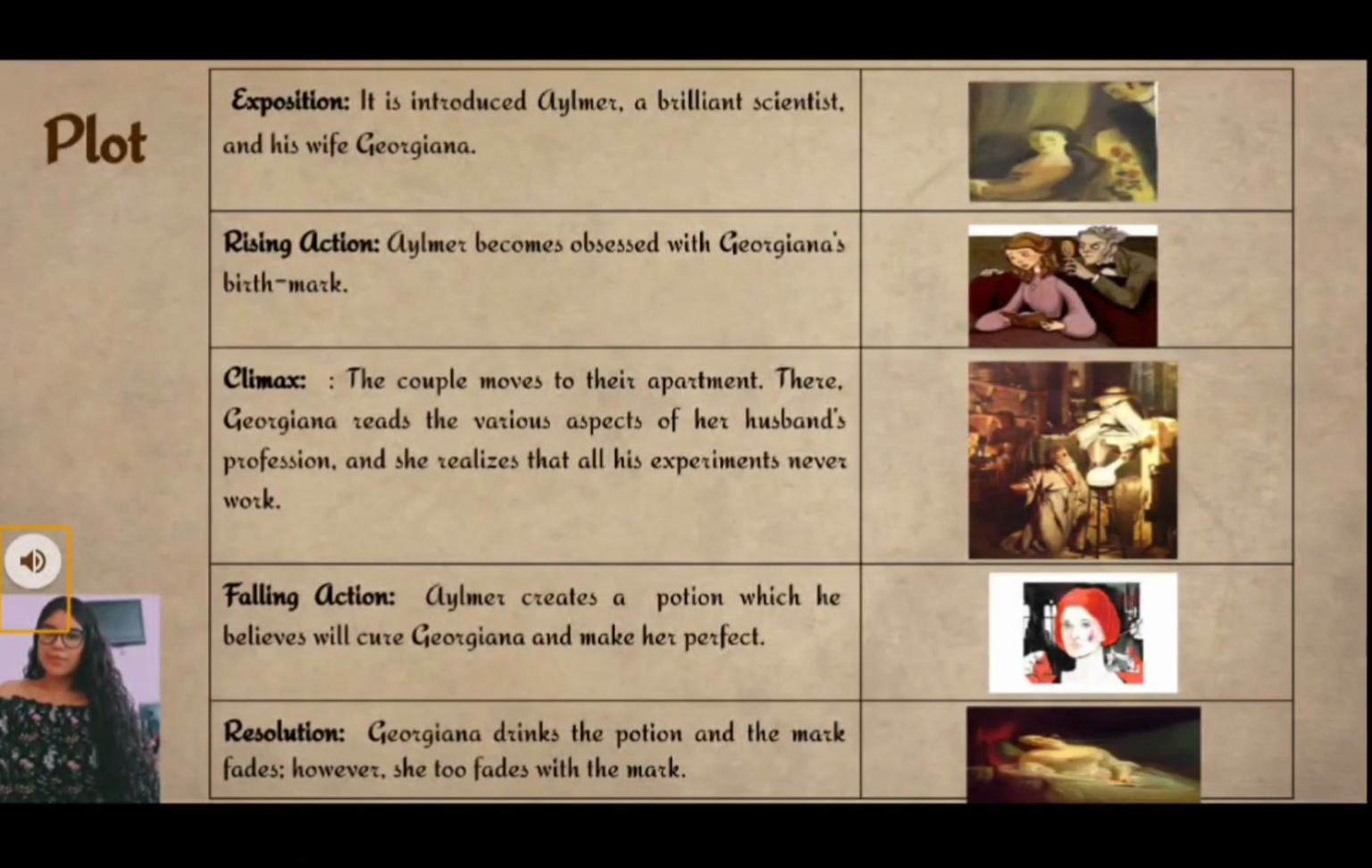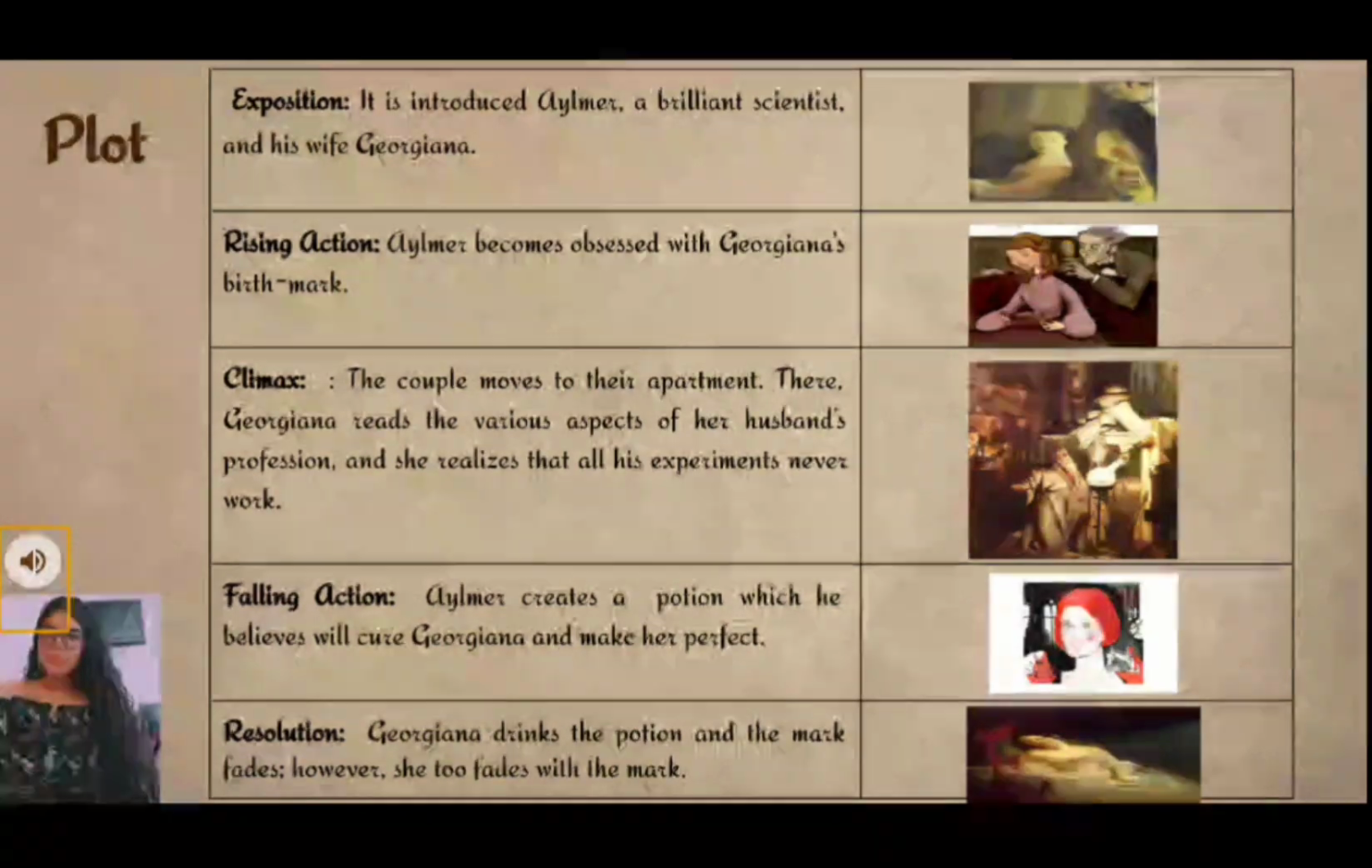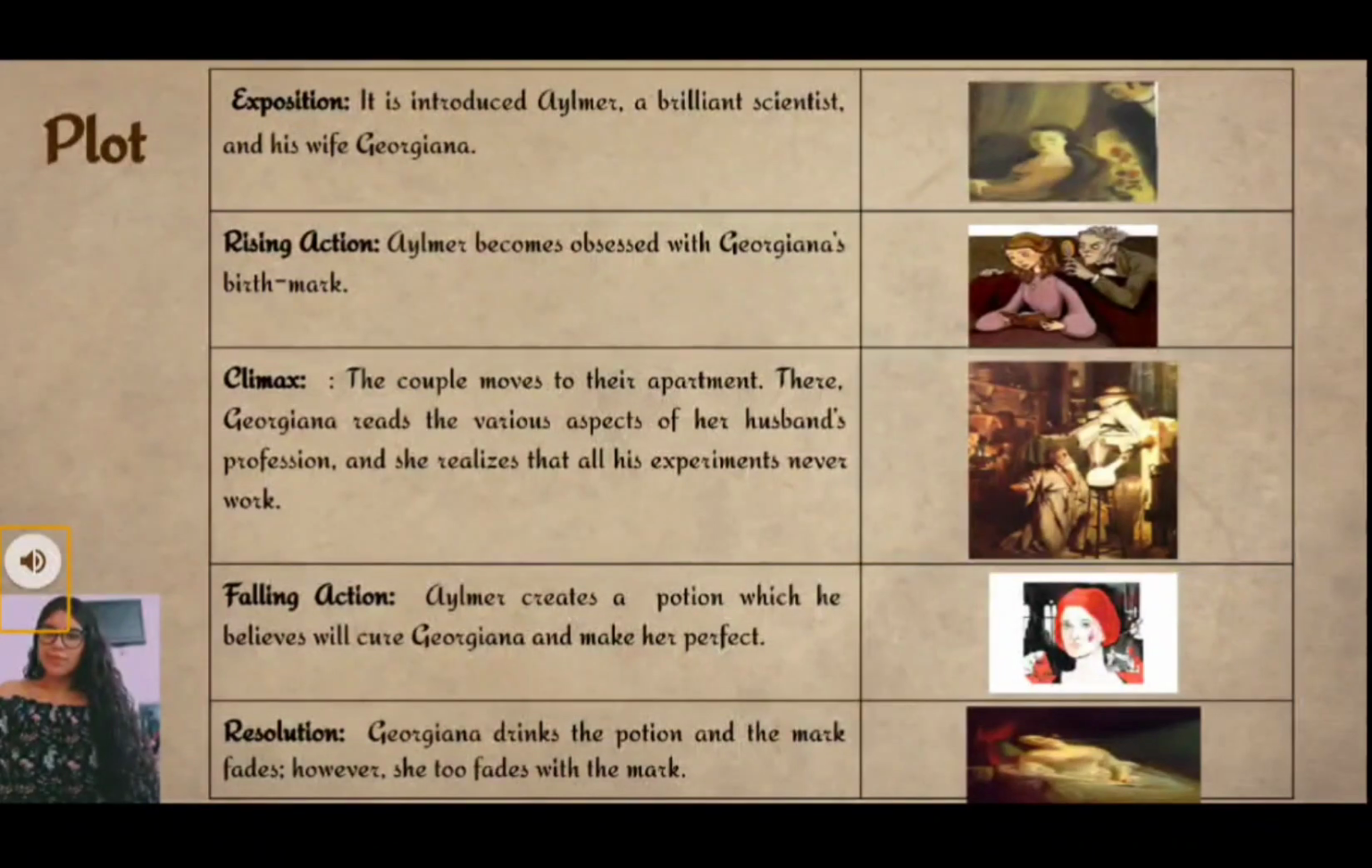Third, climax. The couple moves to their apartment. There, Georgiana reads about the various aspects of her husband's profession, and she realizes that all his experiments never work. Fourth, the falling action. Without hesitation, Aylmer comes up with a potion which he believes will cure Georgiana and make her perfect. And finally, the resolution. Georgiana drinks the potion and the mark fades. However, she too fades with the mark.